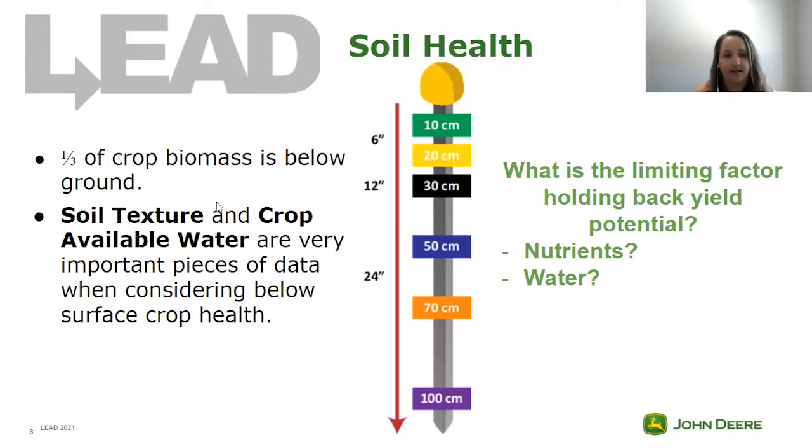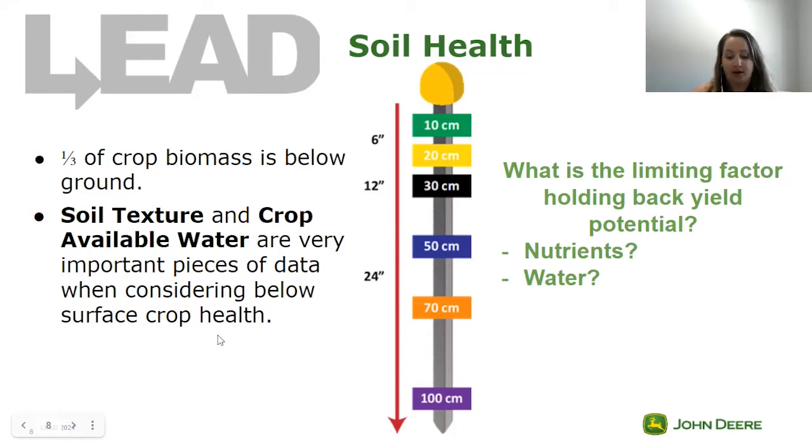We know that soil textures have very different properties if it's a clay soil or if it's a sandy soil. Crop available water also depends on soil texture as well. What the crop available water is going to tell you is if your field is at permanent wilting point, if it is at field capacity, or if it's above and beyond field capacity at saturation.